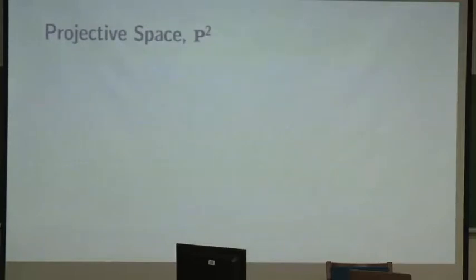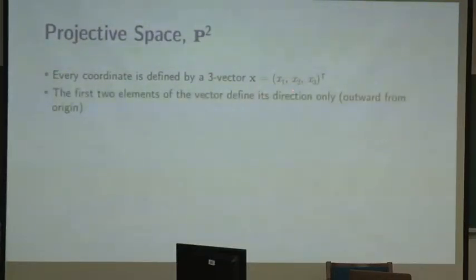Okay. All right. So let's now look at this projective space P2 more formally. Every coordinate is defined by a 3-vector, by which I mean a length 3 vector. So every coordinate is defined by a 3-vector x = (x1, x2, x3) transpose. The first two elements of the vector define the direction only, because notice all the points that I wrote there were in the same direction, because the first two were the same, 4, 2. So x1 and x2 define the direction only, outward from the origin.